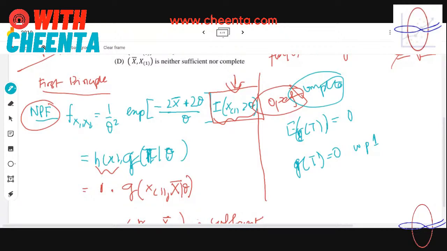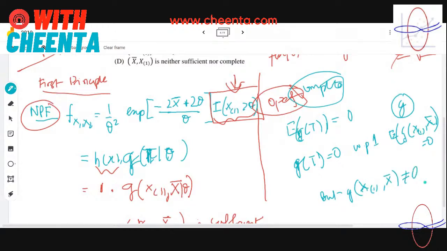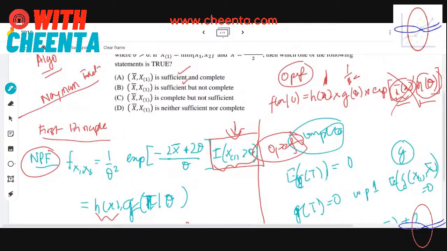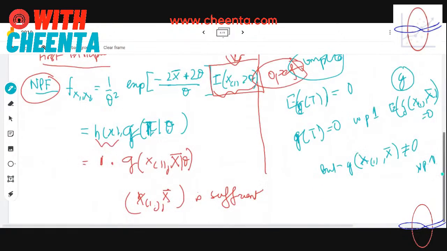So we will find a function g such that the expectation of g of x1 comma x bar is 0, but g of x1 comma x bar is not 0 with probability 1. We will easily find that example, and that is easily done by a linear combination of x bar and x1. Let's see how we can do this.